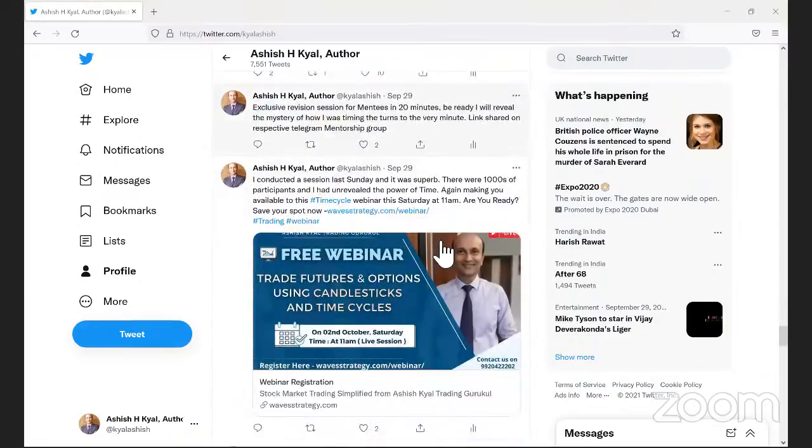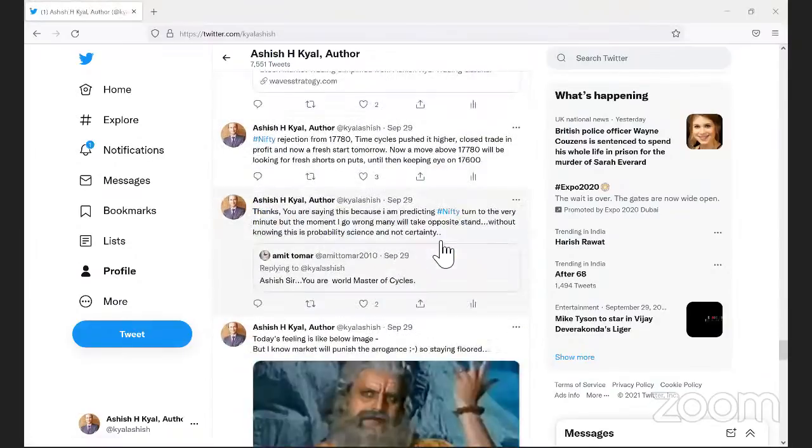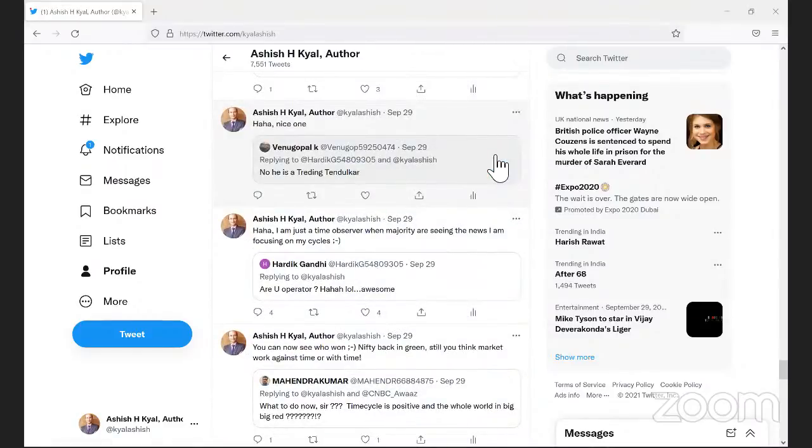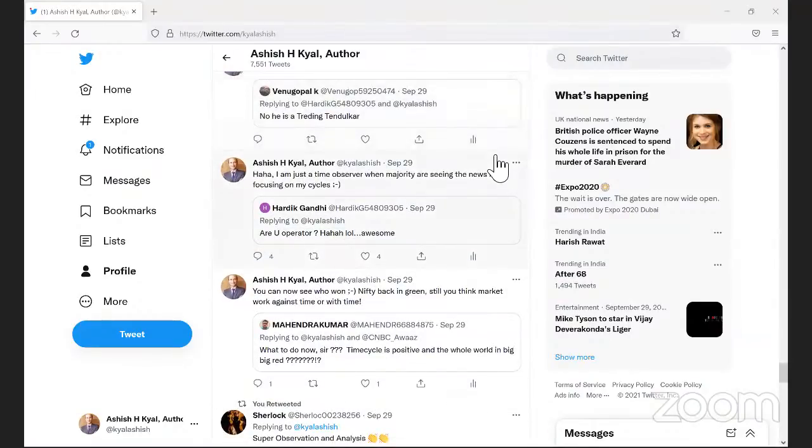I have been even talking about Nifty rejection from 17,780. This was on the up move. Time cycle pushed it higher, closed the trade in profit, and now a fresh start tomorrow. So 17,780 is not breaking. Okay, that is what is happening, and it has worked so well. So I'm showing it to you because I'm trying to tell you this works very well.